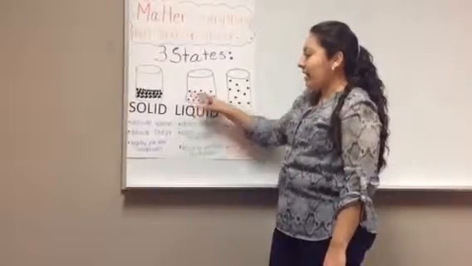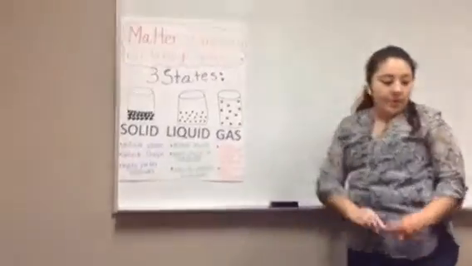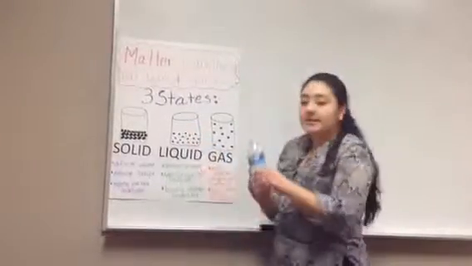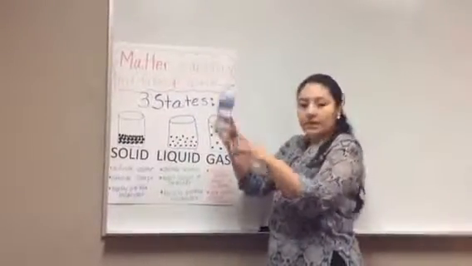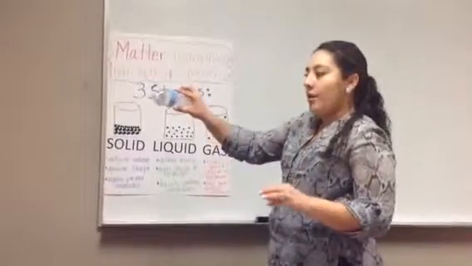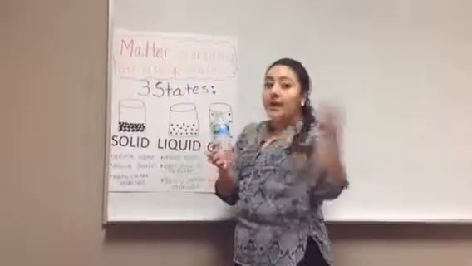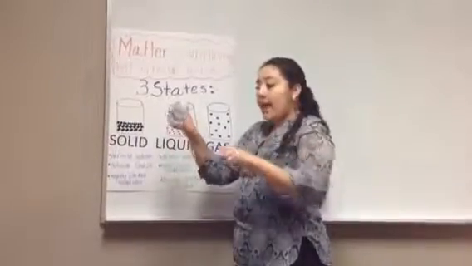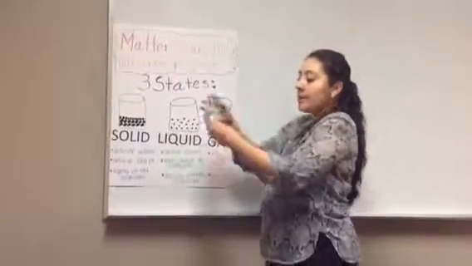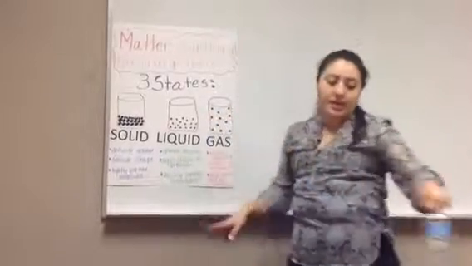Then we have liquid. So the balls are a little spread out in our drawing. Liquid has a definite volume. I have my water bottle because I always get thirsty. Can we see the water? It has a definite volume. It takes the shape of the container. Right now the water is taking the shape of this bottle. If I had the water in my cup, it would take the shape of that cup. It is loosely packed molecules, so it can move around to any cup or container.